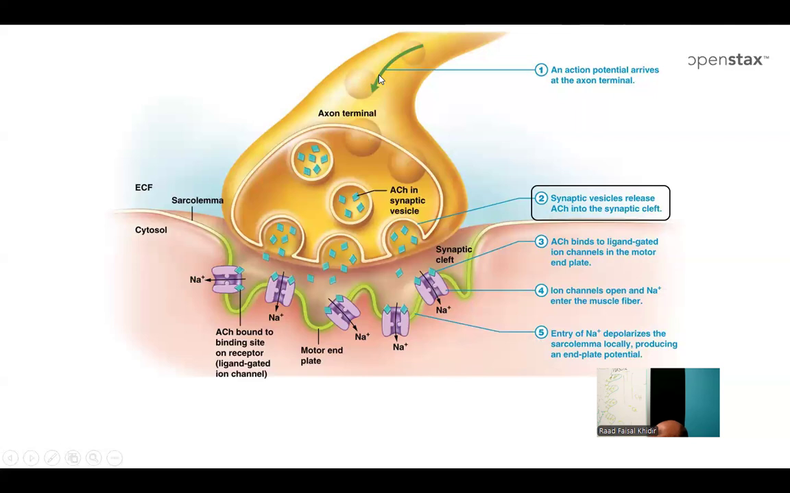Then, this is all on the quiz next week. The action potential would cause the vesicles to open, and when the vesicles open, that would cause the release of so much acetylcholine. And then the acetylcholine is going to bind the ligand-gated channels. When ligand-gated channels are open, sodium is going to enter, and the entry of sodium depolarizes the sarcolemma locally, producing an end plate potential.